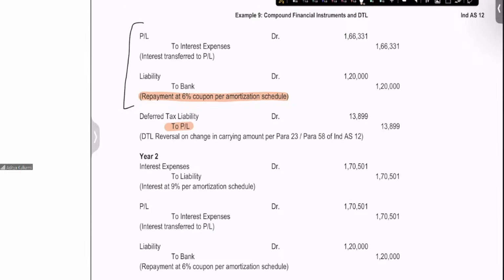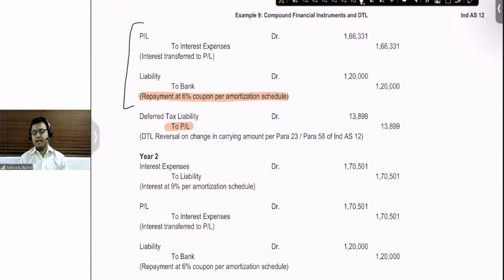Why am I reversing through the P&L? Because the reversal is happening through the P&L. How is it happening through the P&L? By applying effective interest rate on the opening balance. So this reversal is going to take place through the P&L.